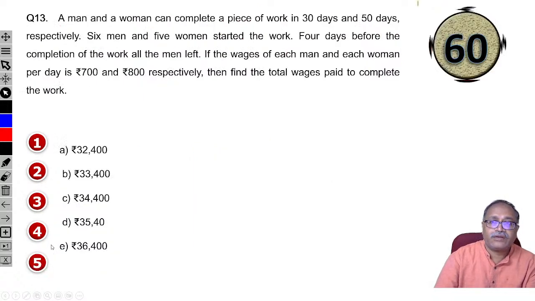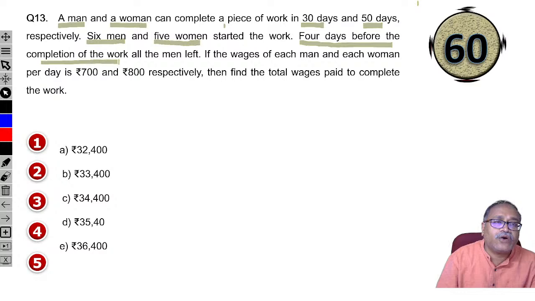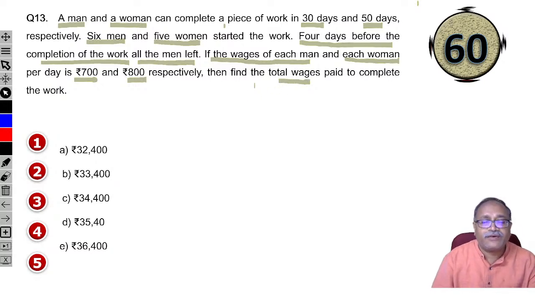Here, it's done. Now question number 13. My friends, question number 13. A man and a woman can complete a piece of work in 30 days and 50 days. 6 men and 5 women started the work. 4 days before the completion of the work, all men left. If the wages of each man and each woman is rupees 700 and rupees 800, then find the total wages paid for the complete work.